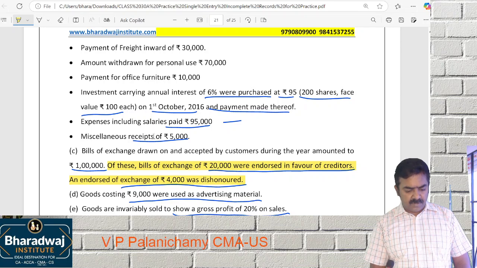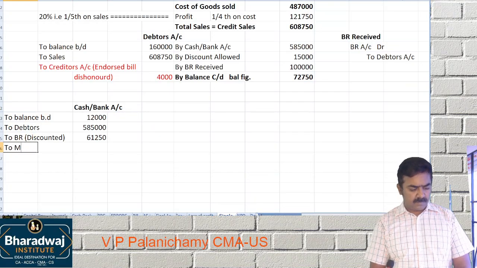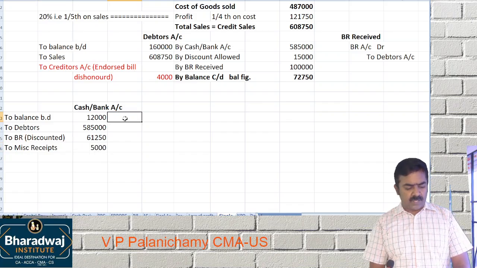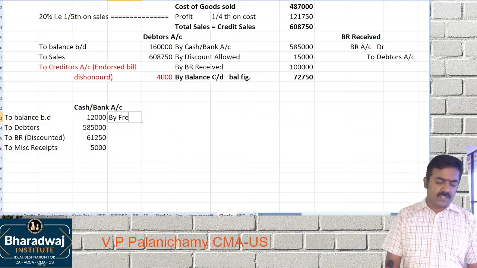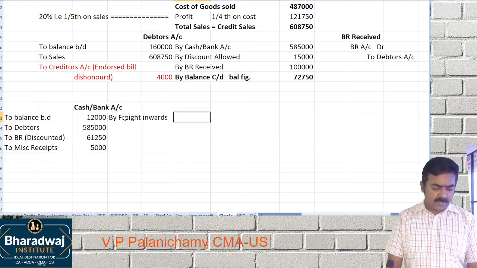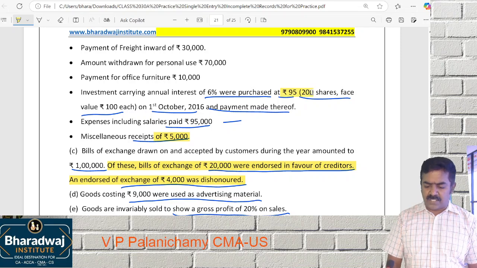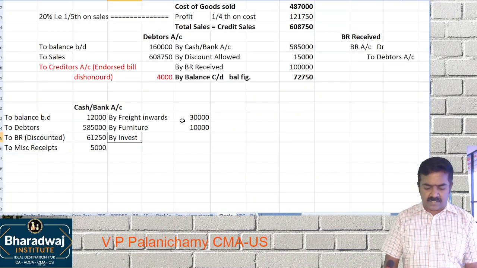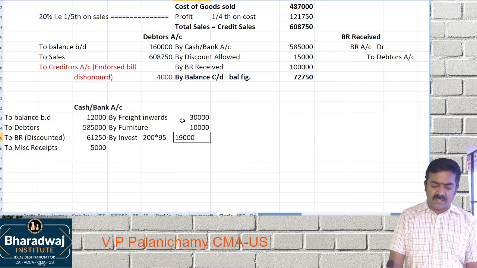Miscellaneous incomes, miscellaneous receipts, how much is given? 5,000. Then what are the payments made? Freight inwards. How much is paid? 30,000 is paid. Then furniture purchased. How much is purchased? 10,000. See the investment purchased. How many shares have you purchased? Investment: 200 shares purchased at 95. The face value is 100 rupees. But 200 shares purchased at 95 means 19,000 investment.